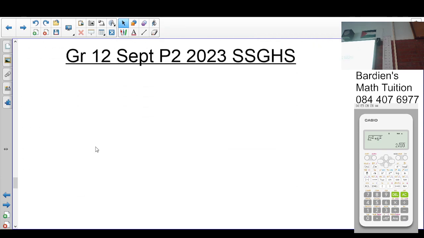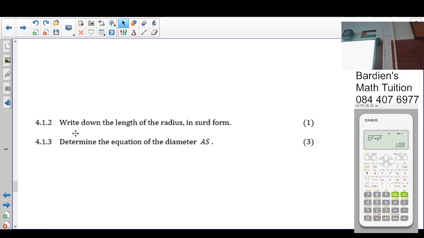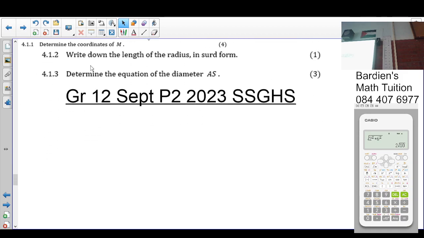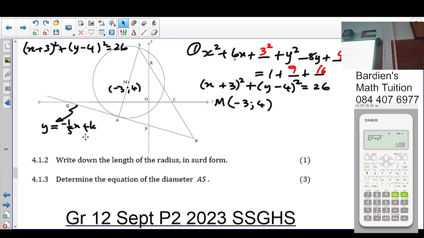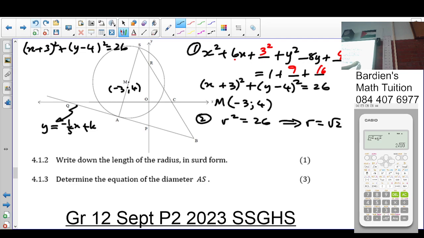Alright. So the next question in number 2 says, write down the length of the radius, and your answer should be left in simplified surd form. So we know that this here is normally your r squared. So your r squared is 26, which will imply that your radius is going to be the root of 26. I'm not going to go plus minus here because your radius is never negative. So is our hypotenuse. Okay.